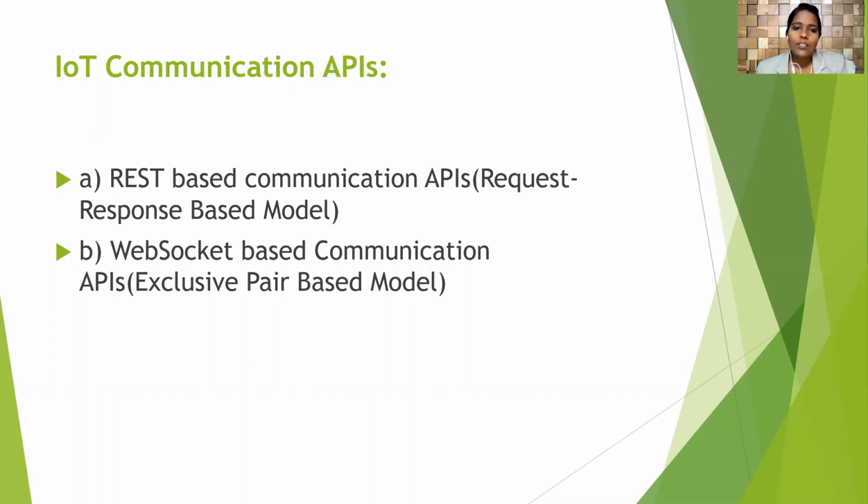Today we are going to see about IoT communication APIs. API means application program interface. So how does this application program interface get accessed using the models? In order to accomplish the APIs, what models and protocols are present in communication APIs, that we will see in today's video.